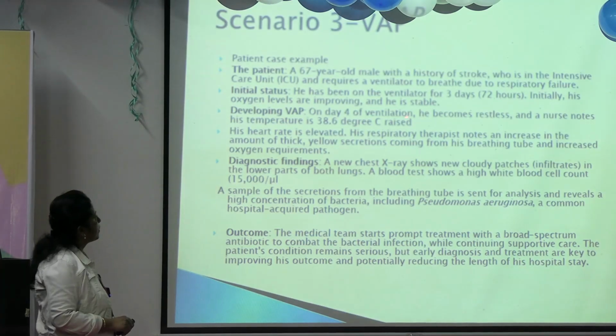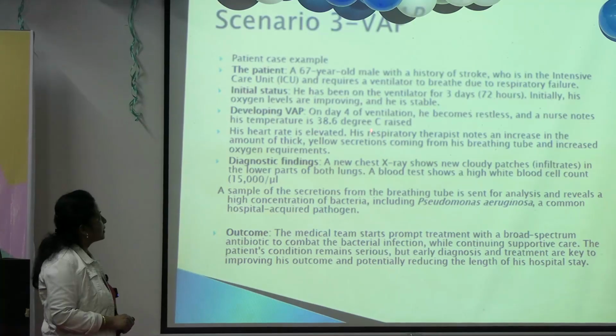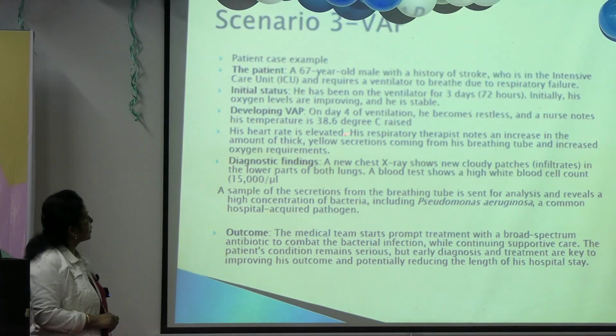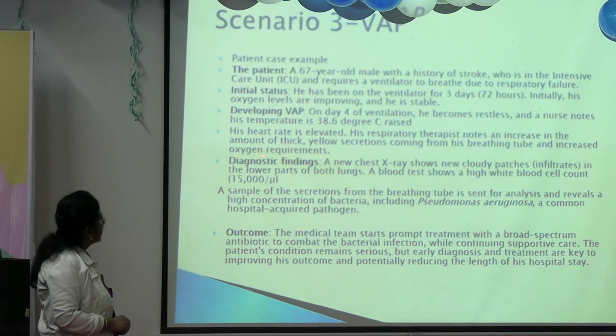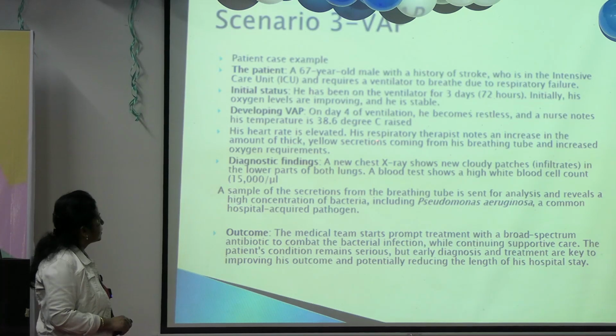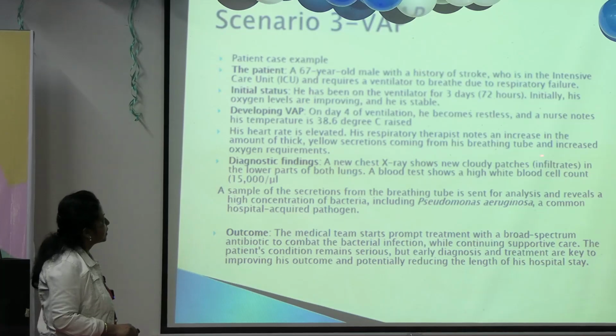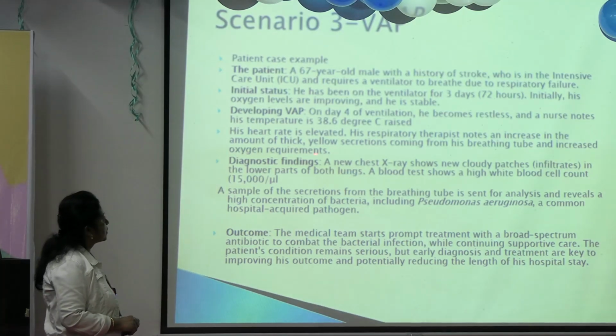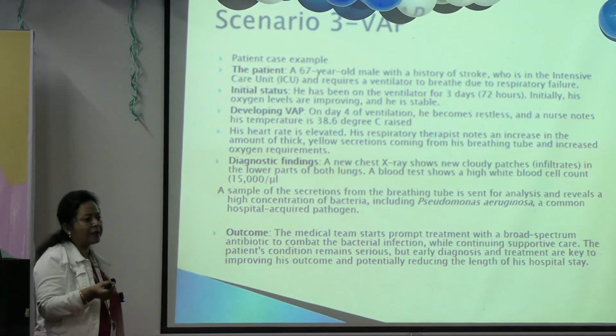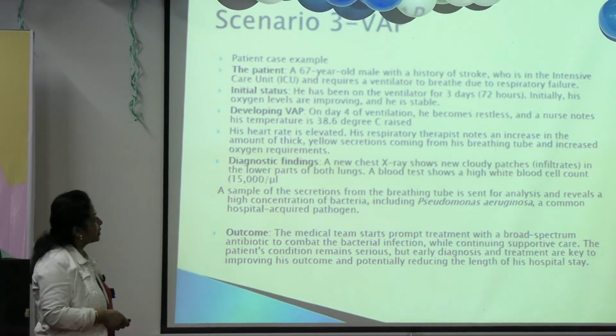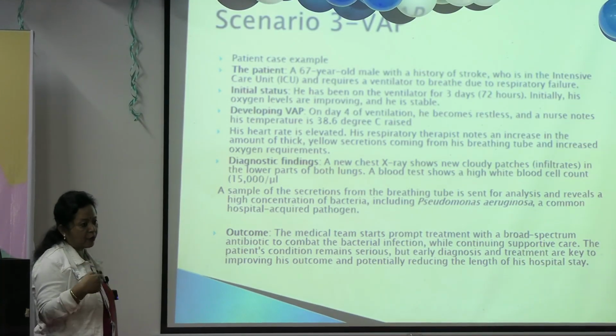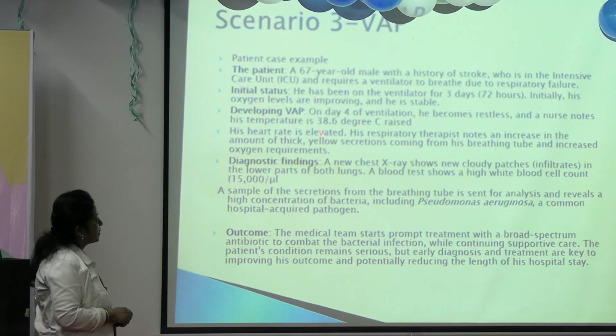On day 4 of ventilation, he develops restlessness and there is an increase in temperature, about 38.6 degrees Celsius. His heart rate is elevated and his respiratory therapist notes an increase in the amount of thick yellow secretion coming from his breathing tube, and increased oxygen requirement. So this secretion is an indication. Secretion usually happens, but it is very thick and he is having a raised temperature. He is having fever now.